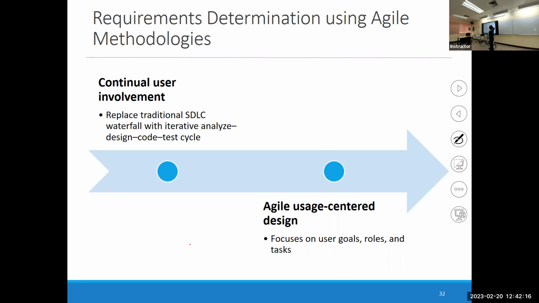I should emphasize a little bit more on the agile method. That is, with agile, it is more on continual user involvement in every activity, if possible. In most of the activities, of course, not in terms of the coding. We are not inviting the user to do pair programming and coding with us.